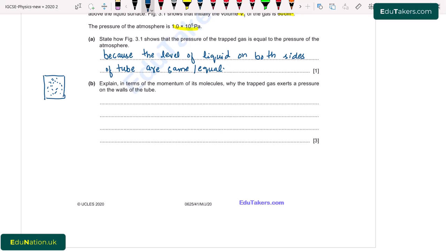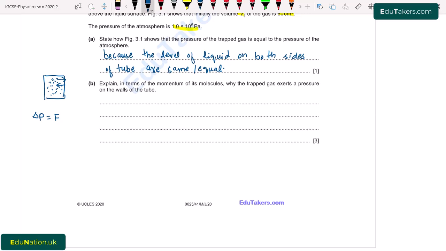I suppose that this molecule collides with the wall in this direction and then bounces back in this direction. It means that when the gas molecule collides with the wall of the tube, it changes its direction and bounces back. So when it bounces back, there will be a change in momentum, delta P, and we know that change in momentum is equal to the force. So when there is a change in momentum, it causes a force, and this force will then spread out on the walls of the tube, producing the pressure.